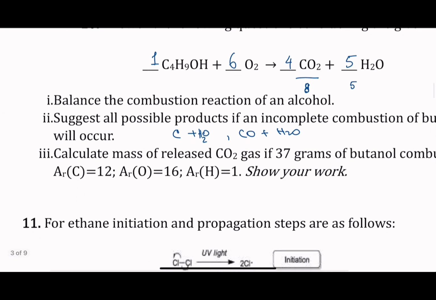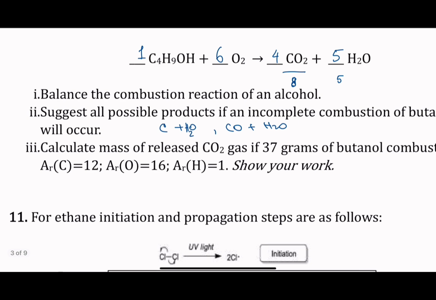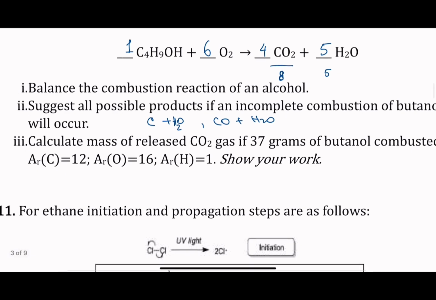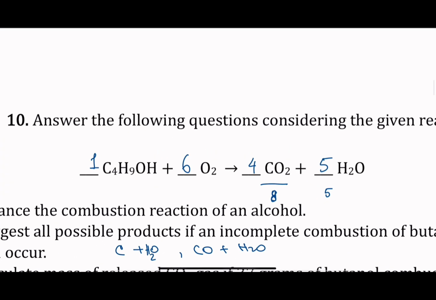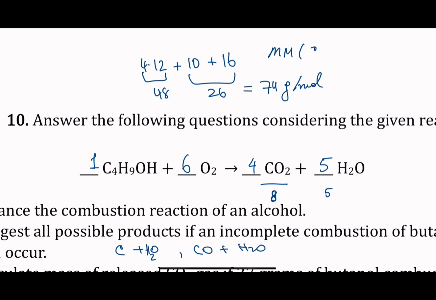We all know it. Calculate the mass of released CO2 if 37 grams of butanol is combusted. So for butanol, you need to find the molar mass. We've got here C4, meaning 4 times 12, plus 10 hydrogens and then 1 oxygen. So this is 48, this is 26, and this is 74 gram per mole. So the molar mass of butanol is 74 gram per mole.